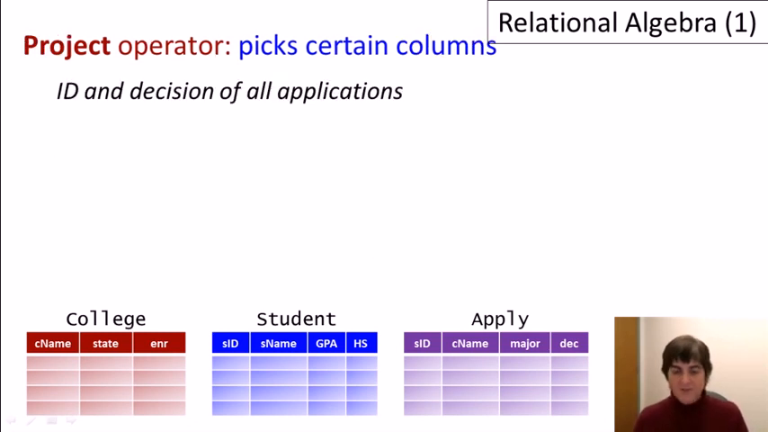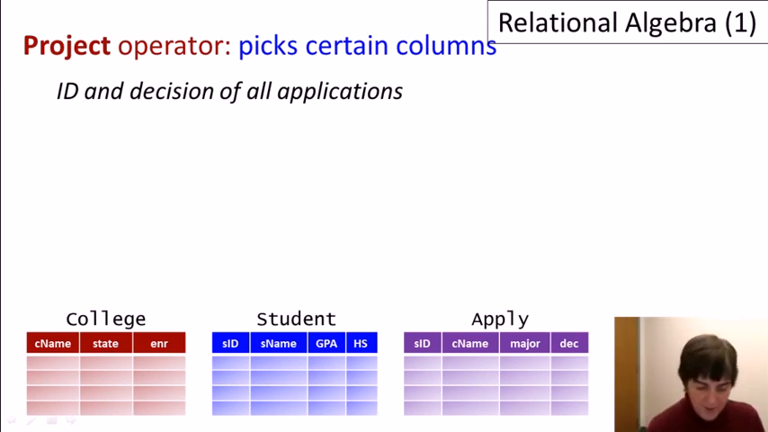So the general case of the select operator is that we have the sigma, we have a condition as a subscript, and then we have a relation name. And we return, as a result, the subset of the relation. Our next operator is the project operator. The select operator picks certain rows, and the project operator picks certain columns. So let's say we're interested in the applications, but all we wanted to know is the list of IDs and the decisions for those applications.